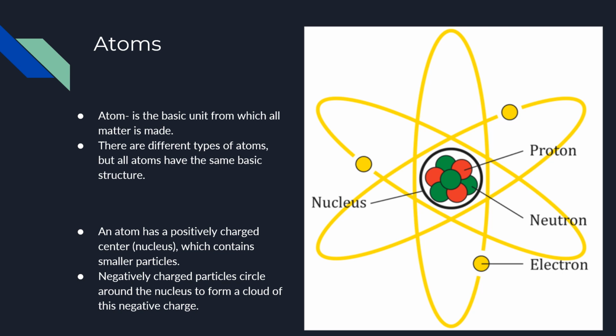So here in this image, we can see the nucleus, which is made up of protons and neutrons, and then the outer part, which is the negatively charged particles, are our electrons.